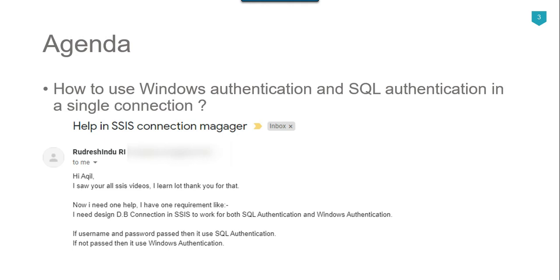So recently I got a question from one of my subscribers, Sudesh, that I need to design a database connection in SSIS to work for both SQL authentication and Windows authentication. If username and password are passed, then it should use SQL authentication. If not passed, then it should use Windows authentication. So let's see how we can do that.